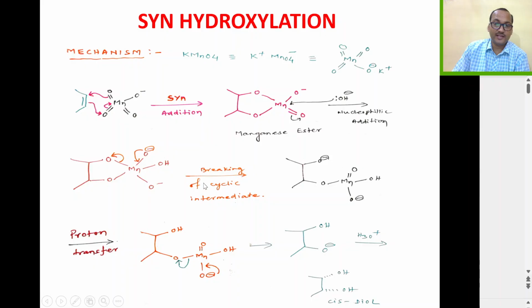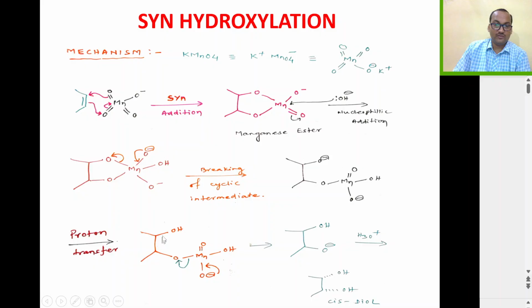So here the breaking of this cyclic intermediate is taking place. So here as a result we get this species. So here again the proton transfer reaction takes place. So this O minus will take this proton from here.